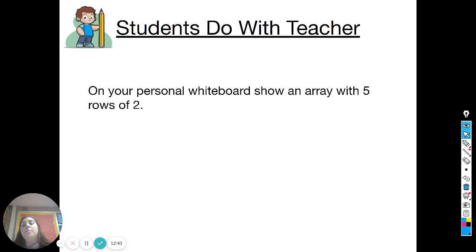Okay, let's go ahead and move on to a problem where you are doing it with me. So on your personal whiteboard or on your online whiteboard, I want you to show an array with 5 rows of 2. I'll give you a minute to get your 5 rows of 2. So 2 in each row.